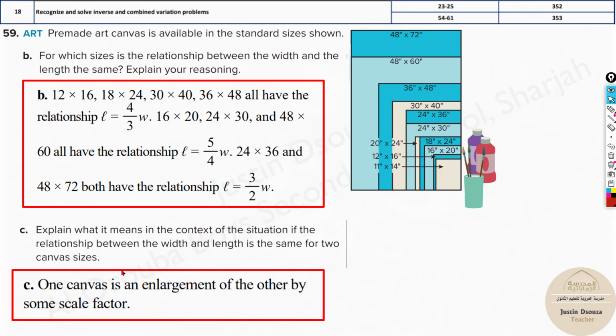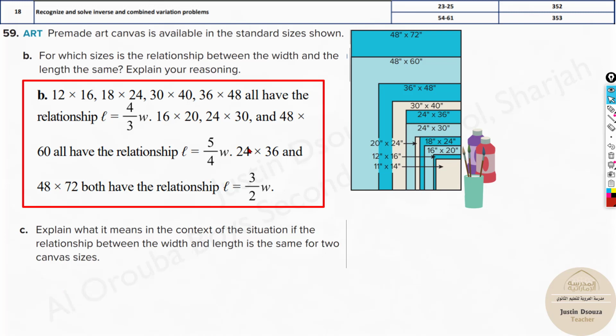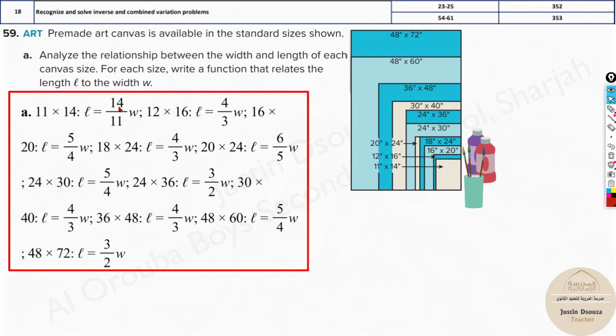And what does this mean in the context of the relationship between the width and the length as same for two canvas? Now here, they are basically enlargement of each other, right? By the same scale factor. So all are getting enlarged. See, as the width is being increased, the length is being increased. Everything is a scale factor. So that's what. At a particular scale factor, they are all increasing. And if you want to know which scale factor, over here we found out this ratio, right? K value.